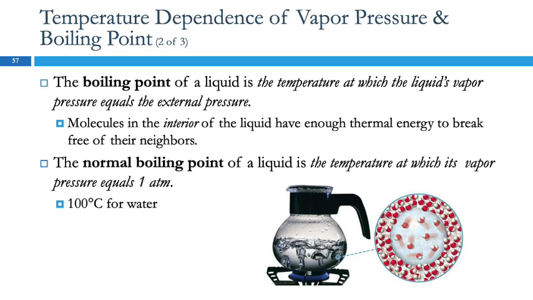So it turns out the boiling point of liquids is going to depend on the atmospheric pressure. So what we call the normal boiling point is the temperature at which its vapor pressure equals 1 atmosphere. So that's the boiling point when the pressure is like normal, right? So for water, that's 100 degrees Celsius.